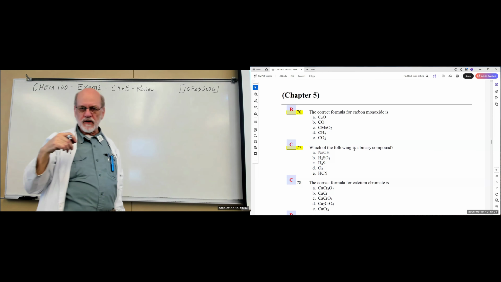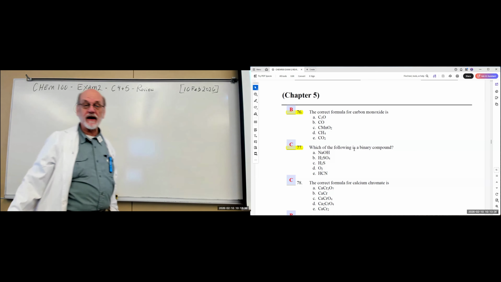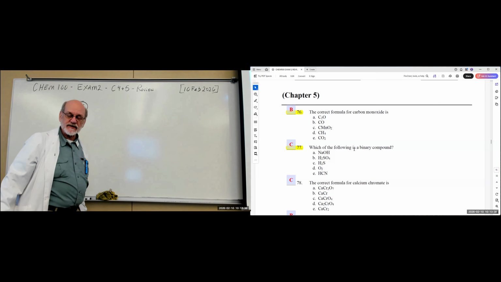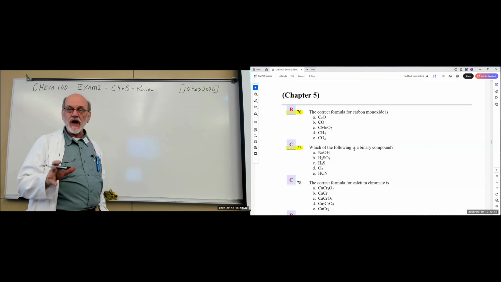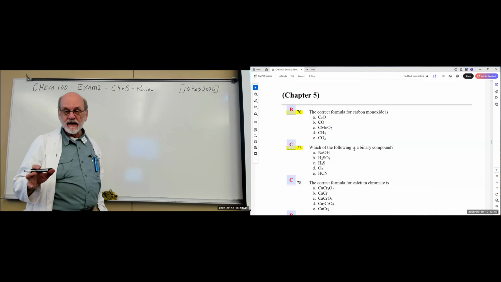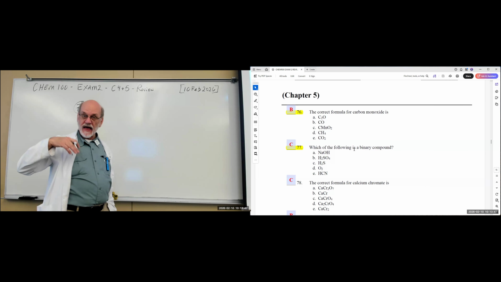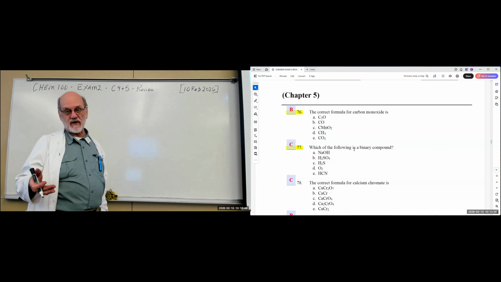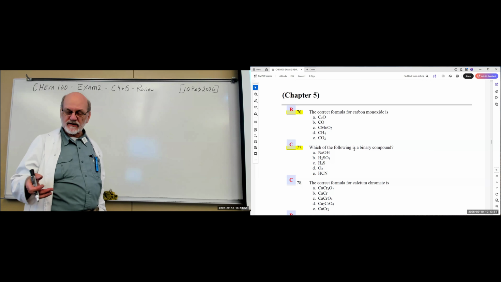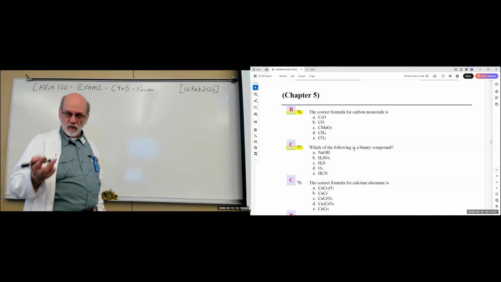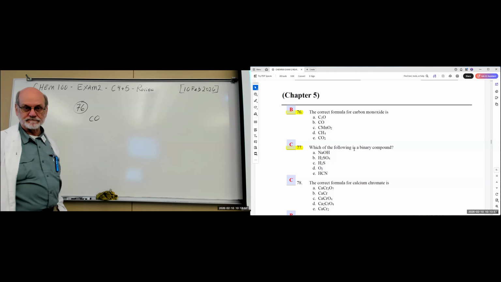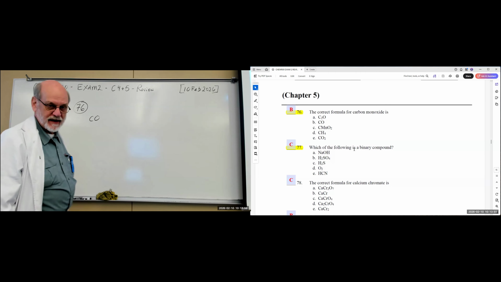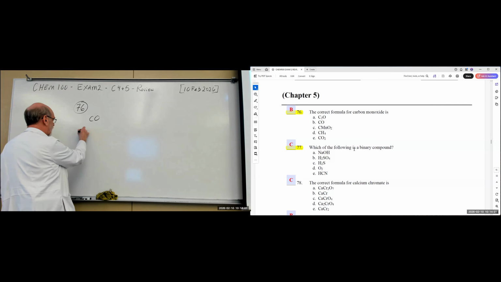The correct formula for carbon monoxide, naming compounds. Carbon monoxide, is this a type 1, 2, or 3? Two nonmetals, it's a type 3, which simply means that we say how many atoms there are. Carbon monoxide, 1 carbon, 1 oxygen. That's it. That's carbon monoxide. 77.